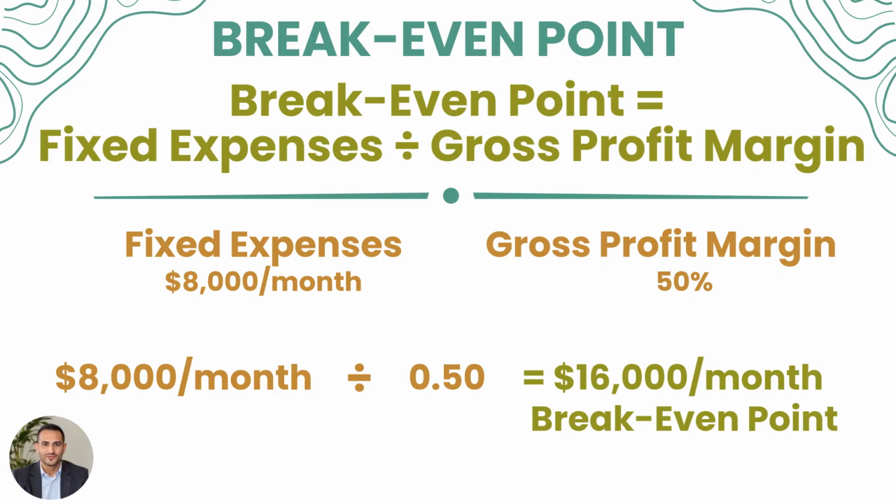Let's look at the example on the screen. If your fixed expenses are $8,000 a month and your average gross profit margin is 50%, then your break-even revenue equals $8,000 divided by 0.50 equals $16,000 a month. That means your business must bring a minimum of $16,000 per month in revenue to break even.